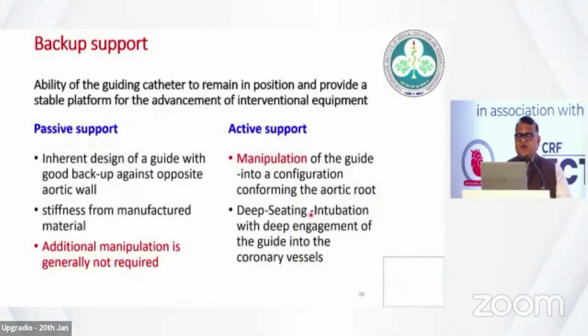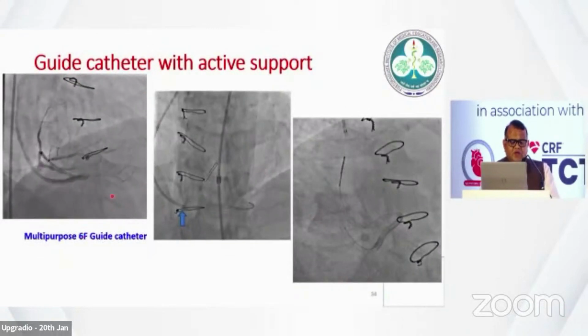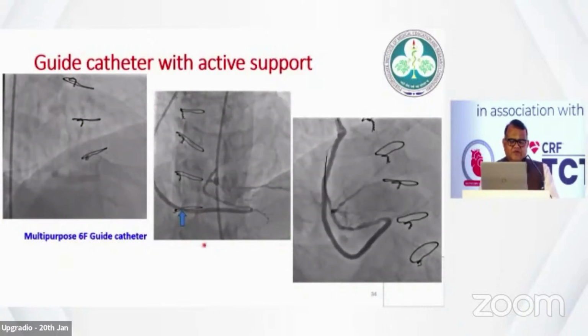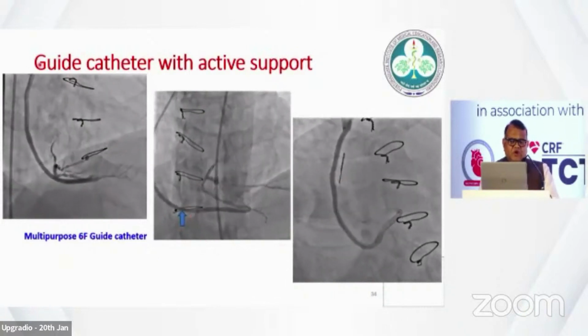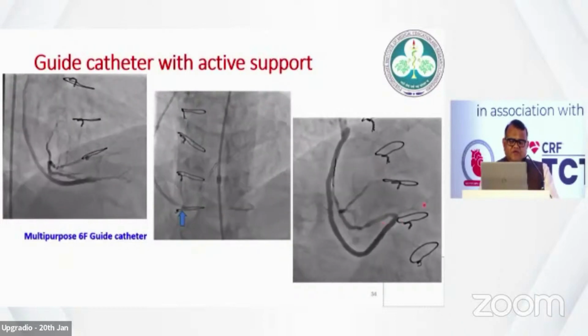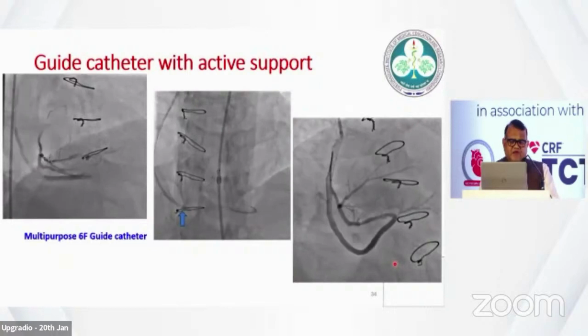Regarding the backup support, it can be passive. Passive means the guide catheter itself is going to give the support, whether it's a 7F or MP or EBU guide, versus active support, which is the one where you do have a manipulation of the routine guide catheter to have a good support across. And in this particular case, the distal RCA was diseased, and along with the bypass graft, you see the multipurpose catheter has come up to this point from the aorta to give good support. So this is about the active support of the guide catheter, and we had a successful stenting of the distal RCA via the saphenous graft.